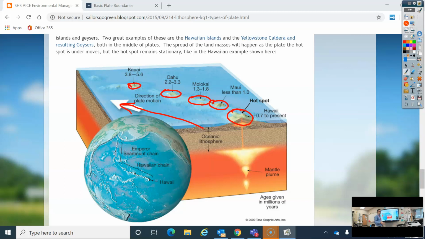Why is it the big island? Because it's the newest, and it stayed the longest, and these other islands have had 1 million years or more to get covered with water on the other ends.